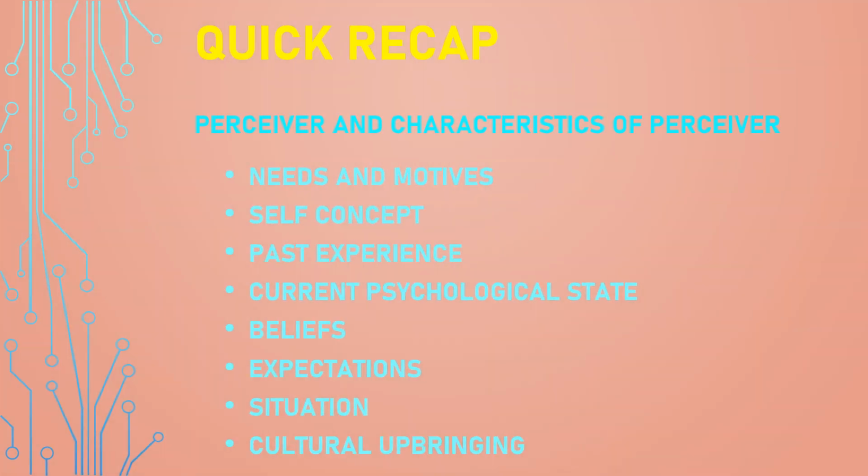Now let's have a quick recap on what we have learned. We have learned who is a perceiver: a person who makes perception, or a person who becomes aware of things or events through his senses. That is a perceiver. And the characteristics of the perceiver that affect perception are needs and motives, self-concept, past experience, current psychological state, beliefs, expectations, situation, and cultural upbringing.